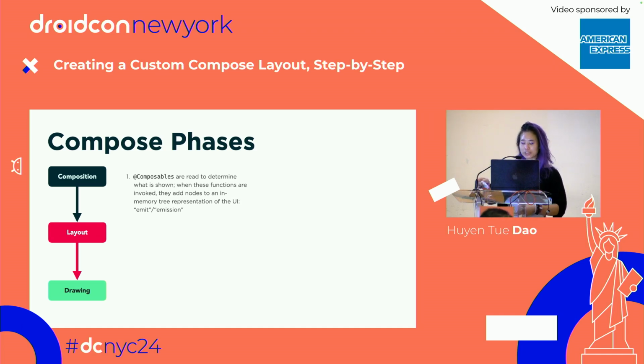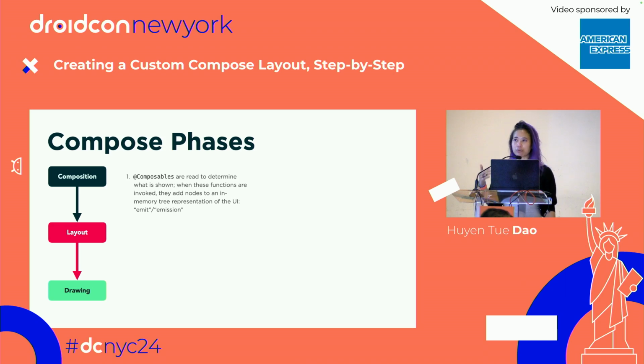Those are actually invoked. They're read and invoked, and when they're invoked, they emit a node. They create an emission, however you want to call it. These nodes are representations in memory of each of those composables, and they start building together into this hierarchical tree of your container and the container's children and their children and so on. So it creates this tree representation of your UI. It really is just determining what shows up on the screen.